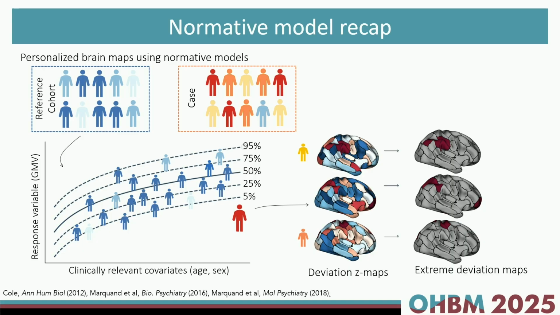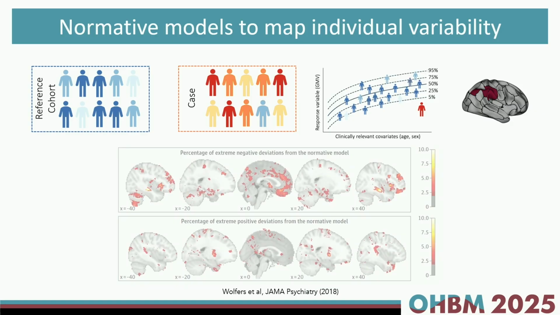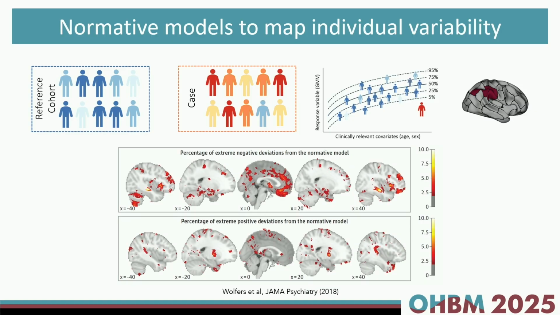Some of the earlier studies were just really categorizing how much variability there is within a psychiatric disorder. These early approaches really just tried to categorize this by looking at the overlap between individuals. And one of the first studies in this space, I think, was done by Thomas Wolfers.